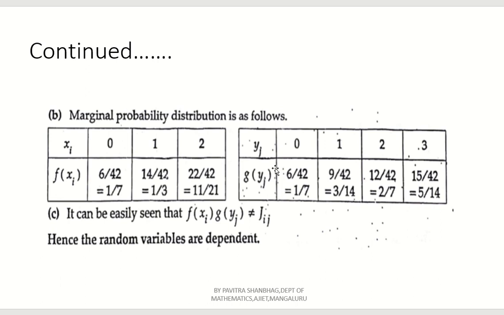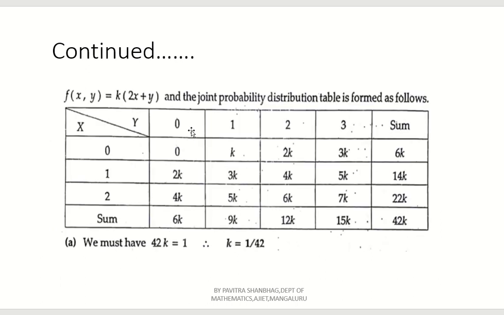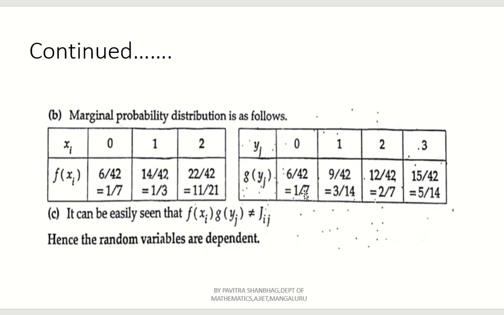Similarly, what is the marginal distribution of y j? See, y takes values 0, 1, 2, 3. What are the y values? 6 by 42, because k is 1 by 42, right? 6 by 42, 9 by 42, 12 by 42, 15 by 42. Compute: so 1 by 7, 3 by 14, 2 by 7, 5 by 14.